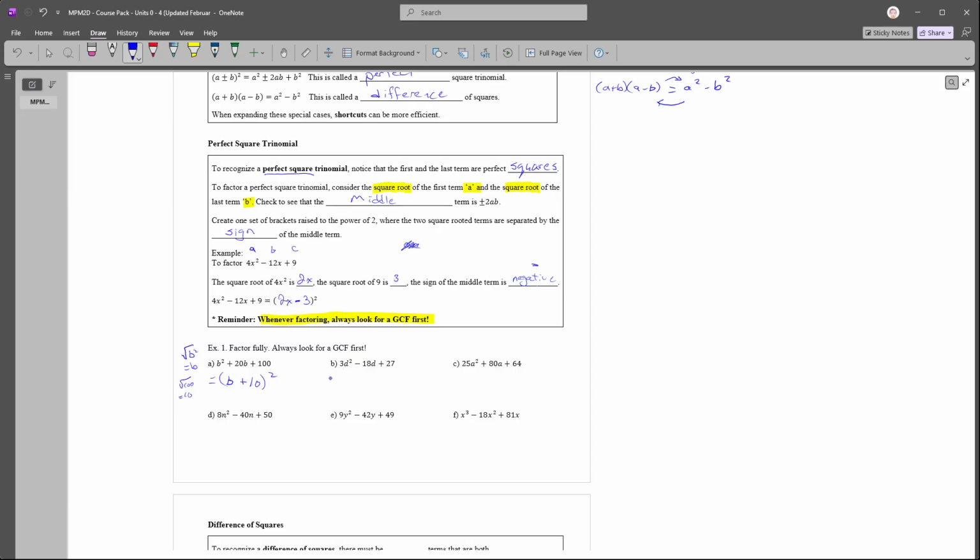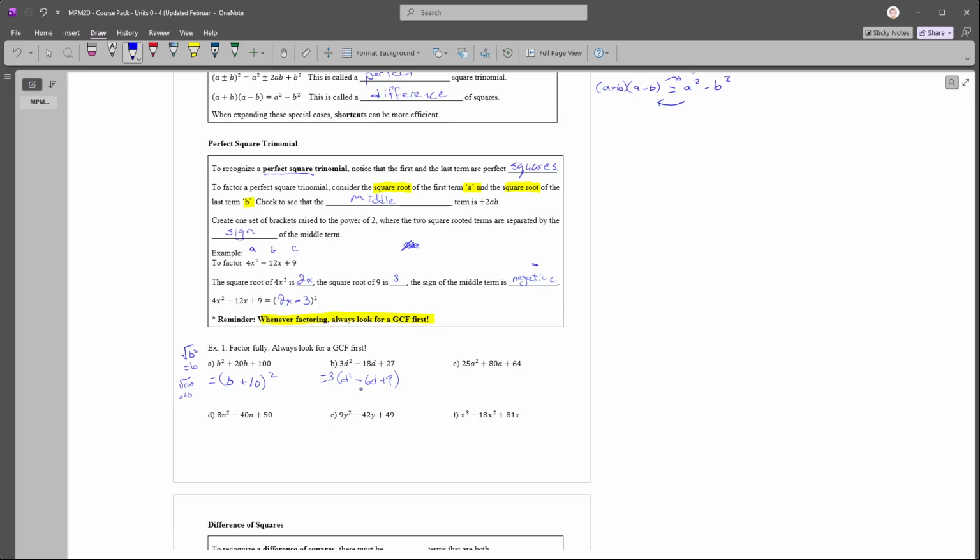So this one, there actually is a greatest common factor, which is a 3. So we can factor out this 3 first. And now we have d squared minus 6d plus 9. Okay, so we look for a perfect square. Is the first term a perfect square? Yes, that's d. Is the last term a perfect square? Yep, that'd be 3. No problem.